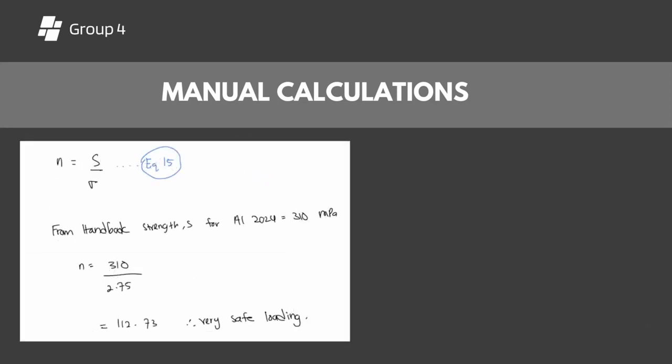And lastly, we can find the factor of safety. Factor of safety is equal to the ultimate strength divided by the von Mises stress. The ultimate strength is 310 megapascal for aluminium 2024 according to the handbook, and with that we got 112.73 for the factor of safety, which is very safe for loading. And that's all for me.